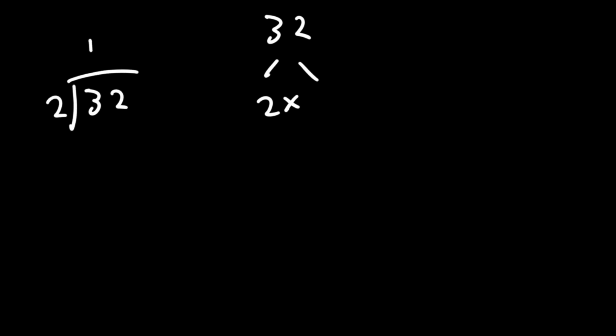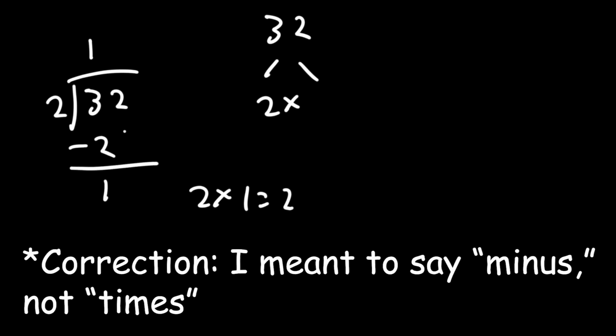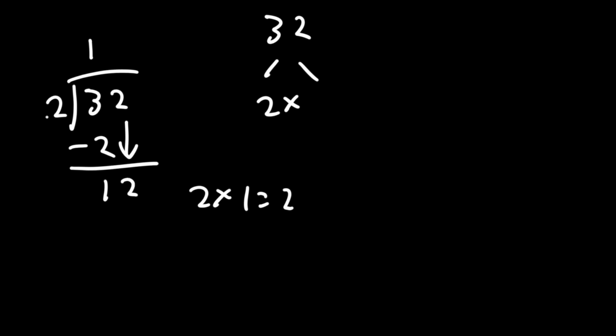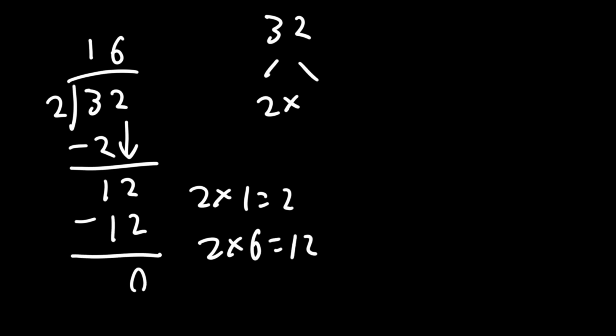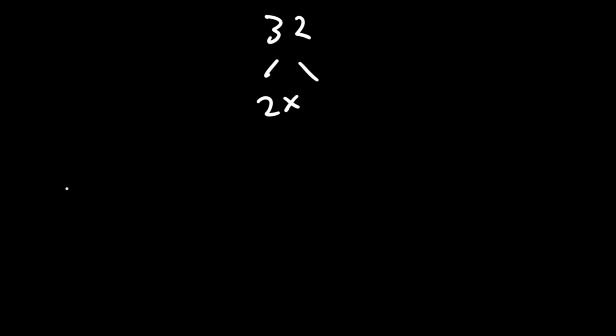2 goes into 3 one time, and now we have to subtract 3 by the divisor times the amount of times it can go in. 2 times 1 is just 2, so we have to subtract this by 2. 3 minus 2 is 1, and now we have to drag down the second number. Now how many times does 2 go into 12? 2 goes into 12 6 times. And now we have to subtract this by the divisor times the amount of times it can go in. 2 times 6 equals 12, so we have to subtract this by 12. And now we have 0, so we're done. So 32 divided by 2 is 16. So let's rewrite this like this.